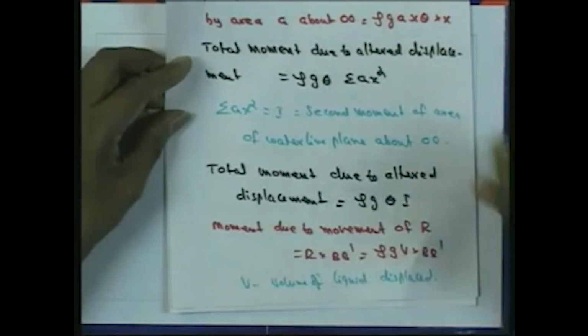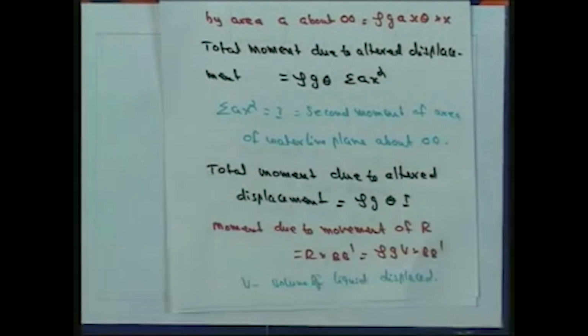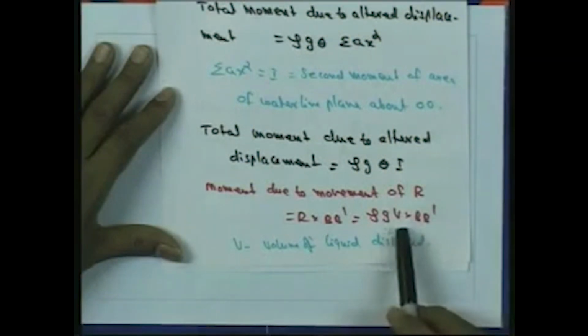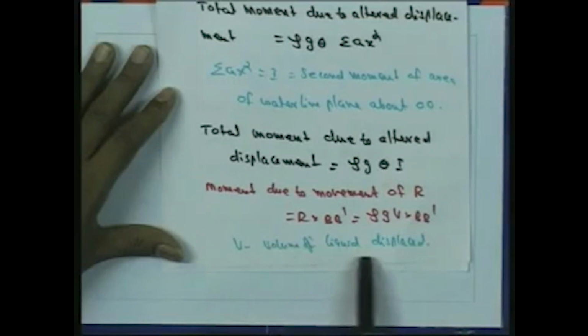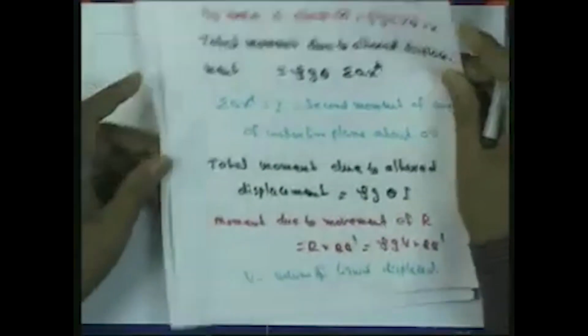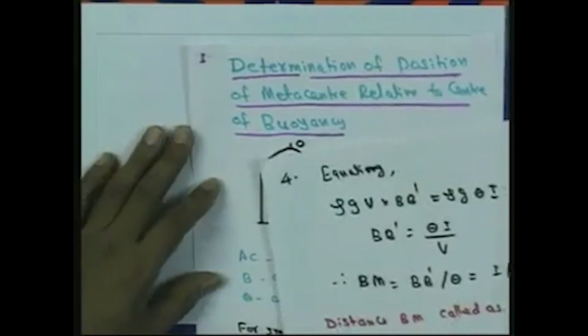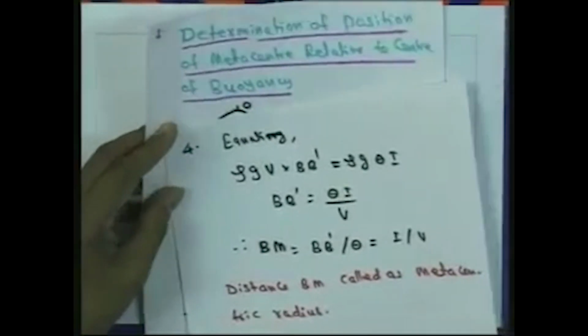So the moment due to the movement of R, finally we can write R into BB dash is equal to rho g into V into BB dash, where V is the volume of the liquid displaced. So now with respect to this, finally we can find out the Bm, that means the metacenter relative to the center of buoyancy. That is what we are trying to find out.